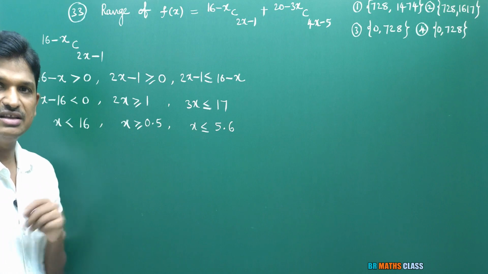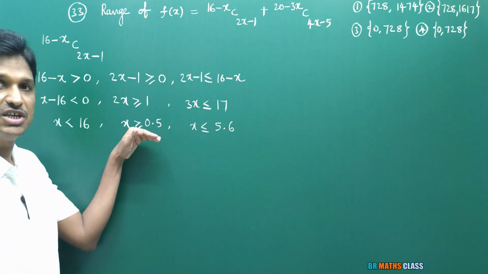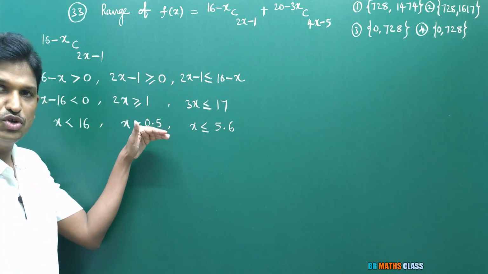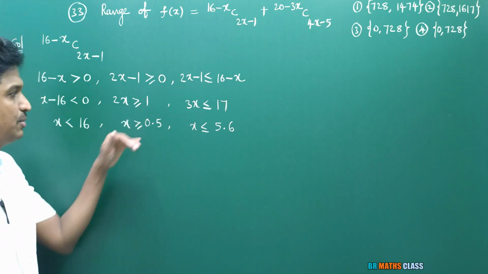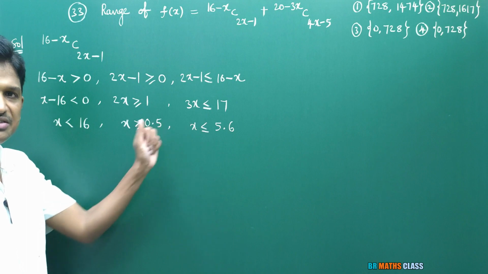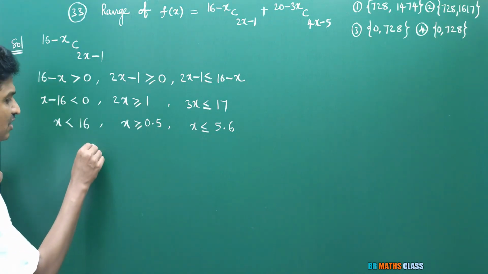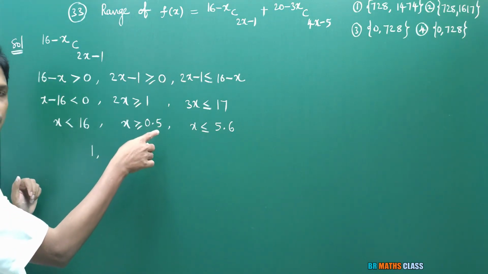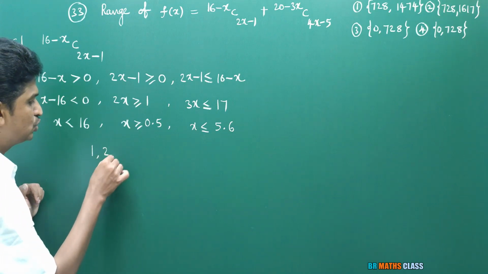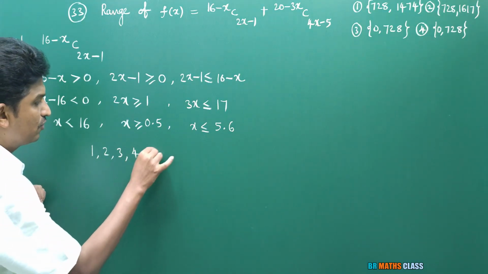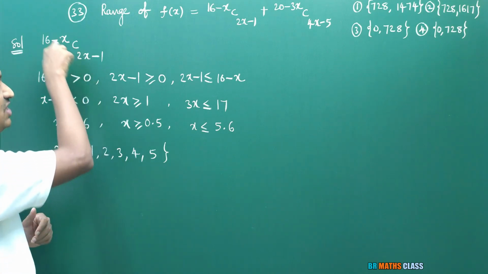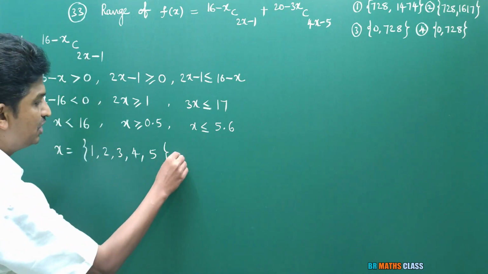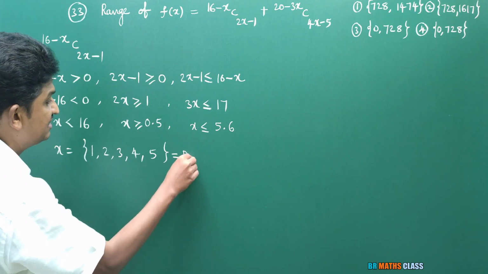What you got is x less than or equal to 5.6. You do the intersection with this, that means x is greater than or equal to 0.5 and x less than or equal to 5.6. So what are the natural numbers which are greater than 0.5 and less than or equal to 5.6? 1 is a natural number which is greater than 0.5 and less than 5.6. 2, 3, 4, 5. These are the x values. For these x values, this function is defined. So this is the domain of this function. I'll consider it as D1.